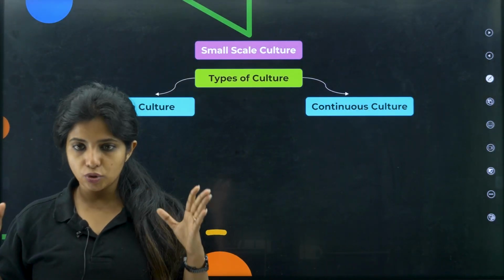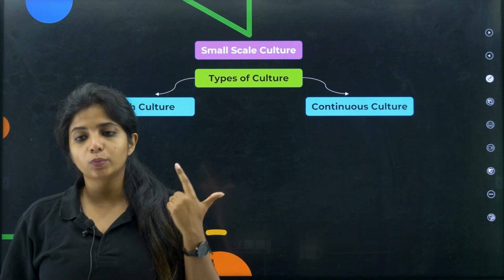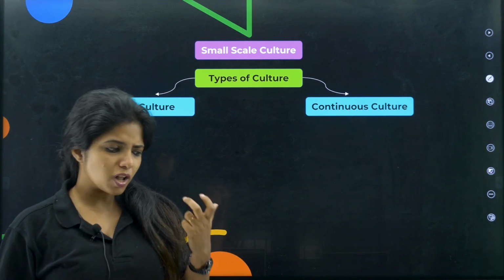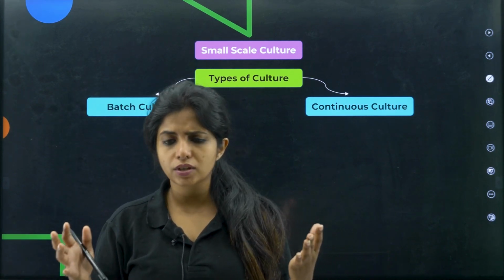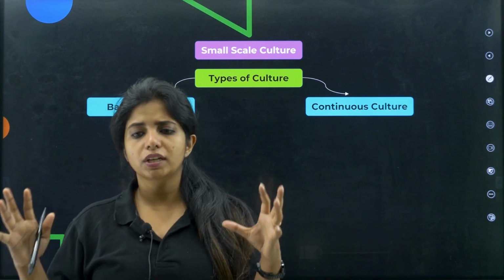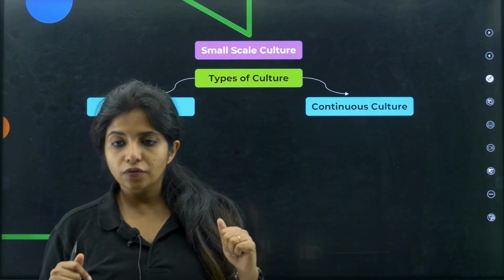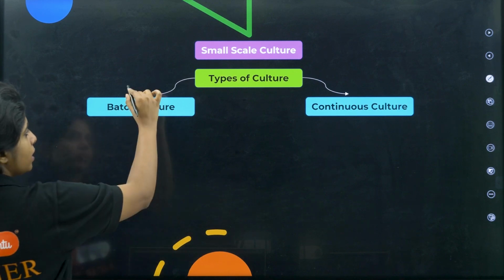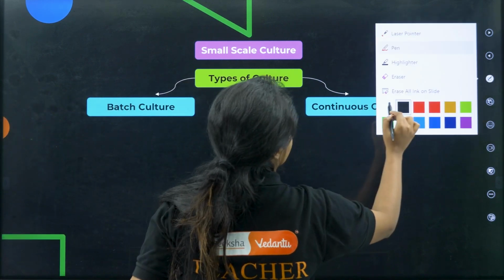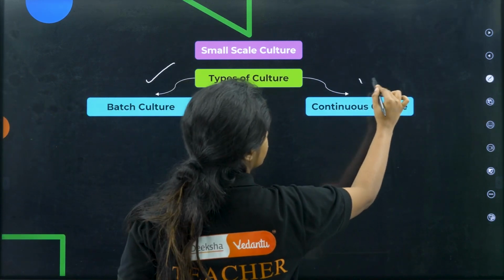So there are two ways to culture. One is small scale culture and the second one is large scale culture. Small scale as in we do not have much requirements, a little amount of it is required, the proteins or whatever is being made is required in very less amount. So for that I have two methods. One is batch culture and another is continuous culture.